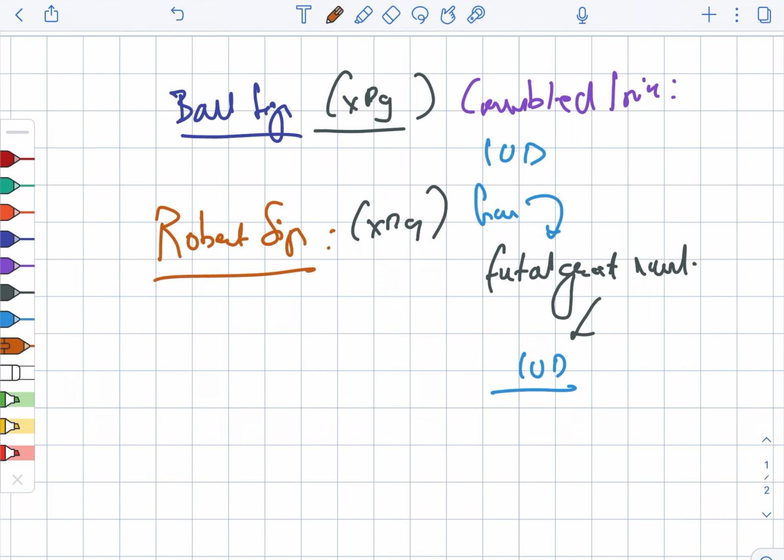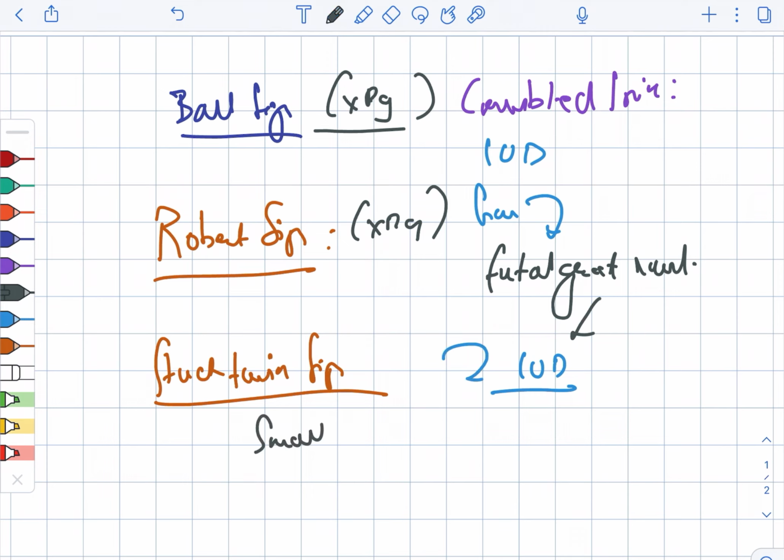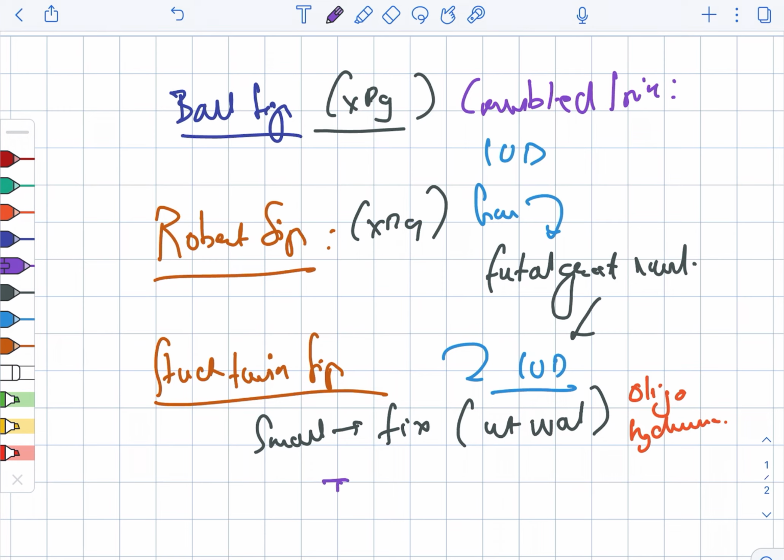Next, we are looking at the stuck twin sign. In terms of the stuck twin sign, a smaller twin is held in a fixed position along the uterine wall, and this is due to oligohydramnios, and this is seen with twin transfusion syndrome.